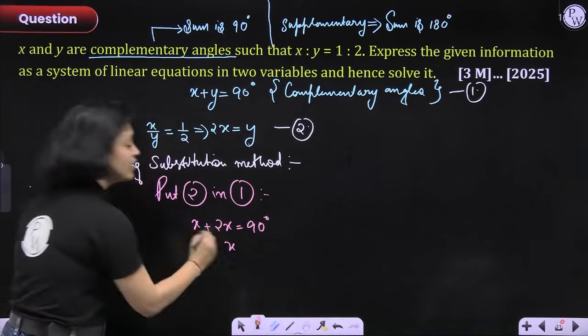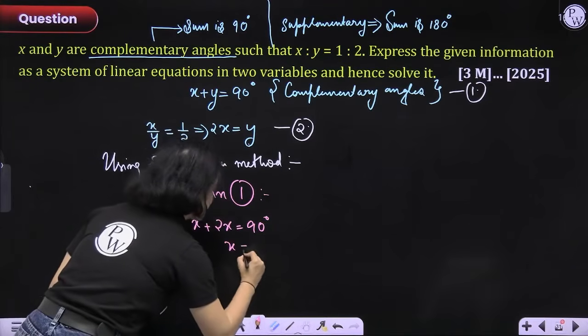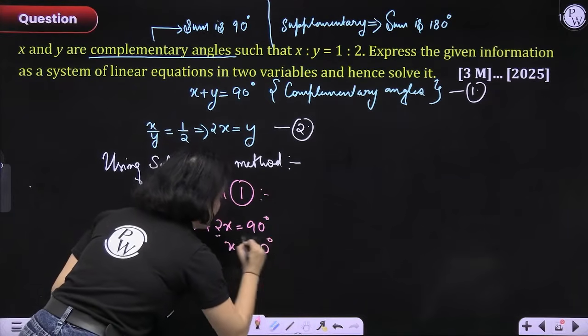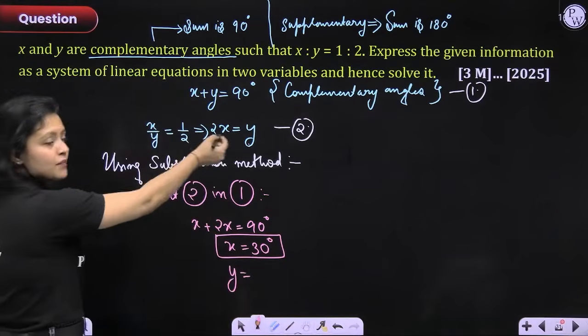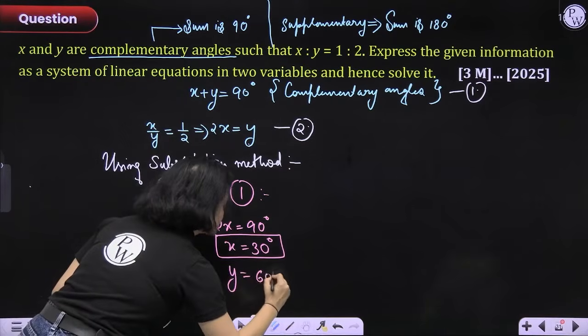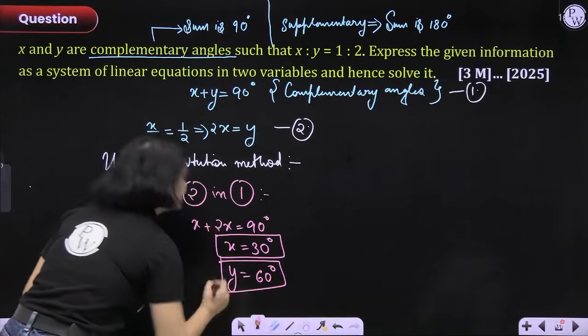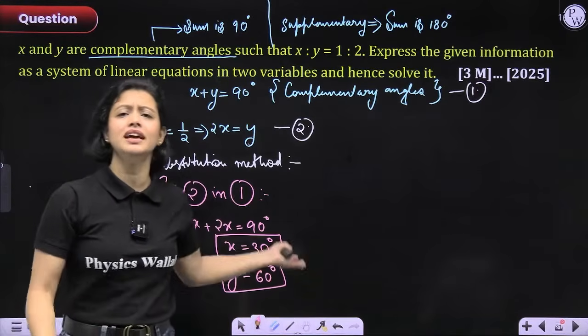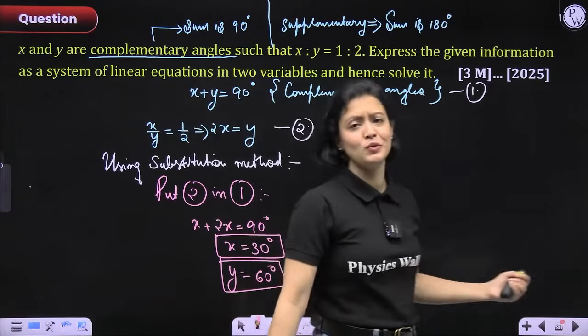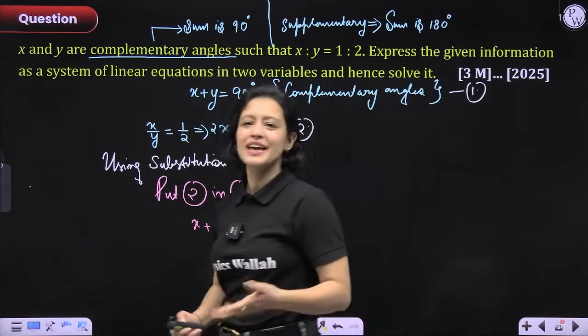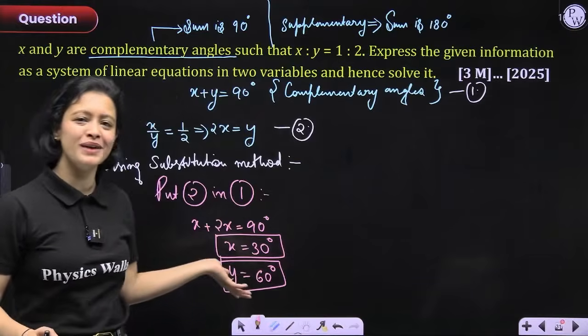So x plus 2x is equal to 90 degrees. So from here, 3x is equal to 90 degrees. That means x is equal to 30 degrees. We got x as 30 degrees. Y was 2 into x. See here. So y is equal to 60 degrees. 2 into x, guys. That's it. Simple. 30 and 60 degrees is your answer. I think this was a very simple question, right? So yes, that's the first word problem and I think very easy also.